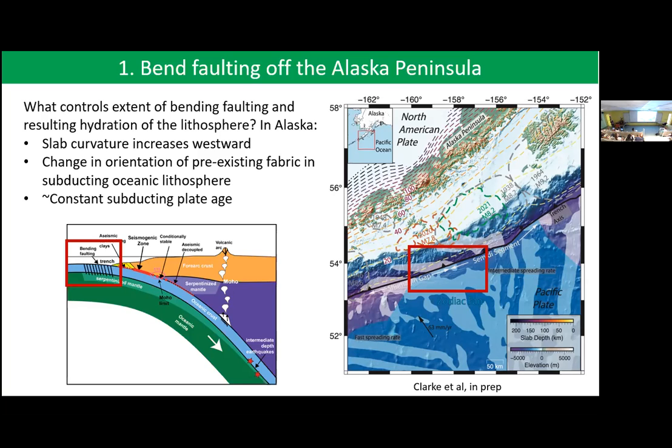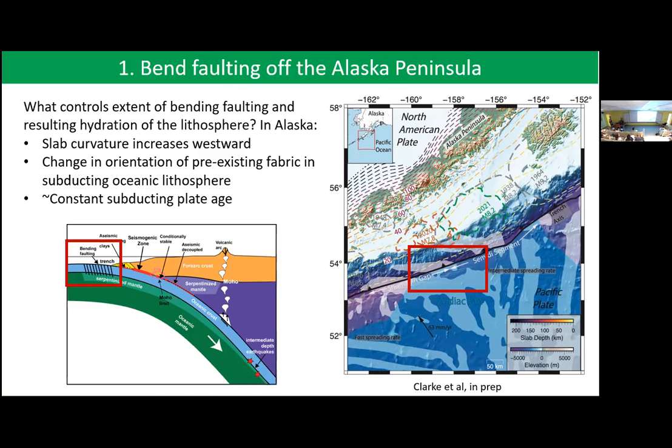So the figure on the right is just showing a zoom in of this area off the Alaska Peninsula. And hopefully you can see the colored contours are of the depth to the slab. And one thing that's happening here is that those contours are getting closer together as you go to the west. And so you have a more and more steeply dipping subduction slab. So you would imagine that, just throwing away any heterogeneity, you bend something more, you're likely to fault it more at the outer rise.